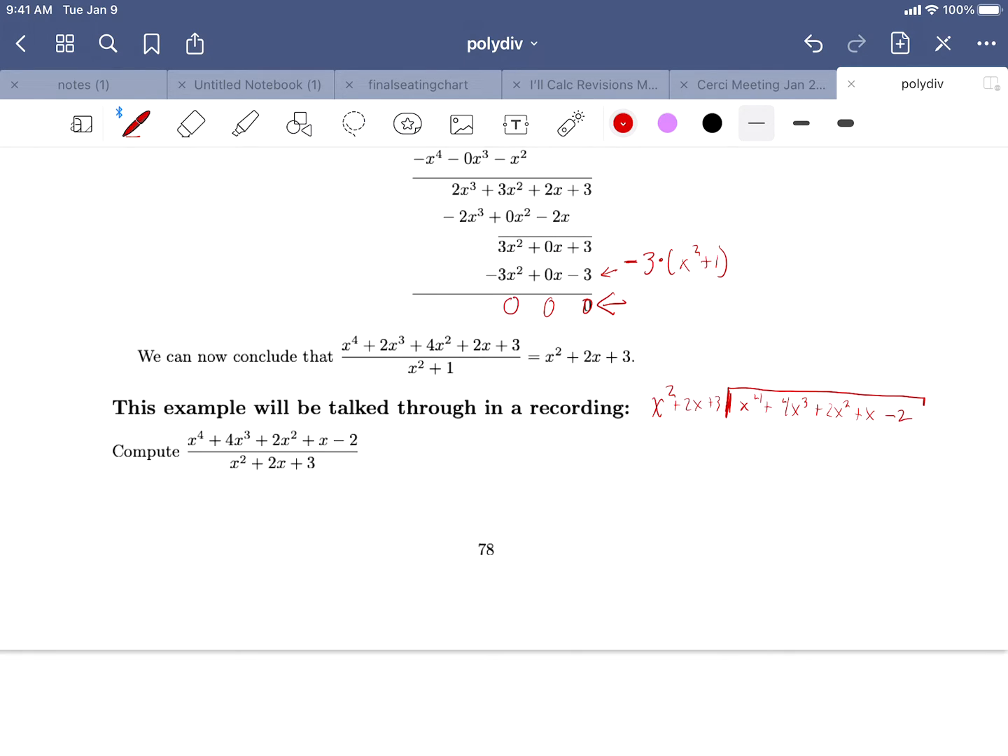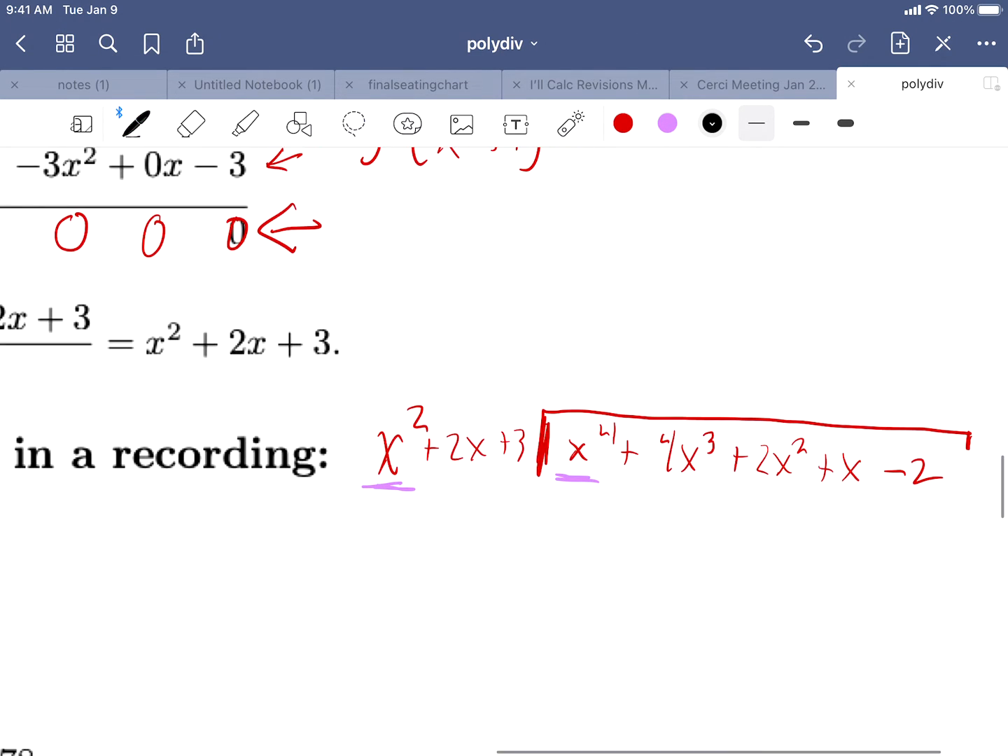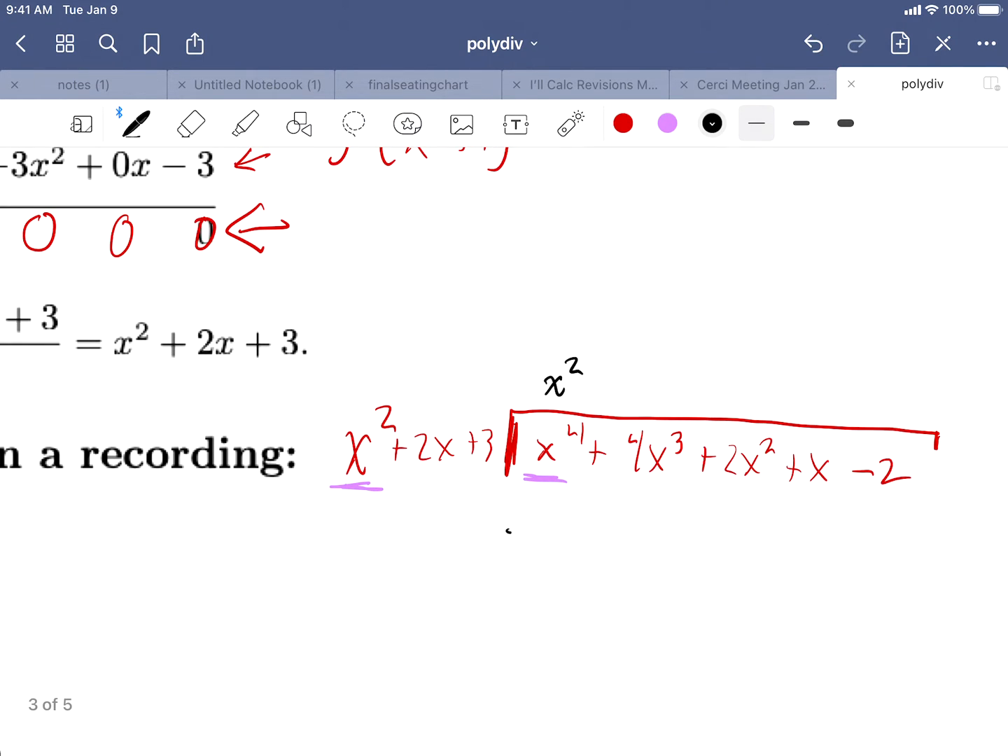So let's go ahead and begin. At each stage you look at the leading terms: x squared, x to the fourth. What do I need to multiply x squared by to get x to the fourth? Well, I need to multiply it by x squared. Next, I multiply this x squared by that polynomial and I subtract it. So x squared times x squared is x to the fourth, but I need to subtract it, so minus x to the fourth. X squared times 2x is 2x cubed, I need to subtract it. X squared times 3 is 3x squared, I need to subtract it.